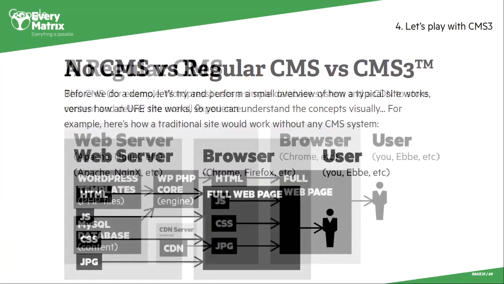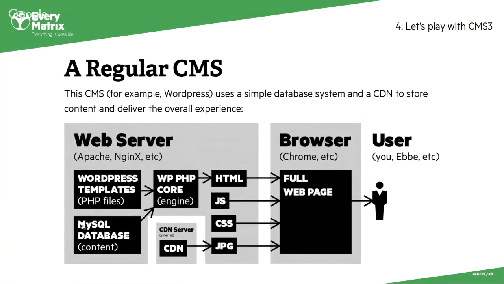By contrast, a regular CMS like WordPress works like this. You have a web server in which you have some templates and a database. There's a core that fetches data from the templates and from the database and arranges them into a static HTML file. Inside that server, there are also JavaScript and CSS files. Let's say it also uses a CDN server for static images. And they all get served to the browser to form the web page that the end user sees. Does everybody agree with me? Is this clear enough? Yeah. Okay.